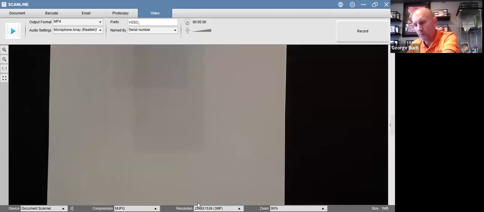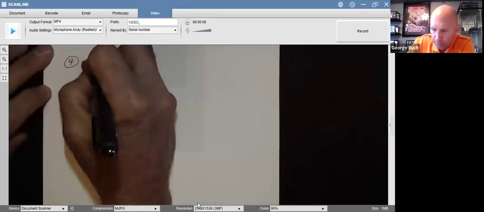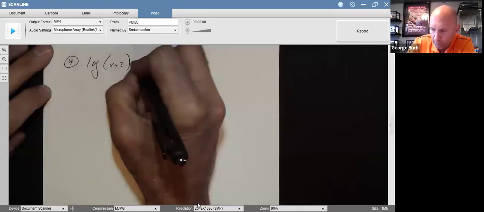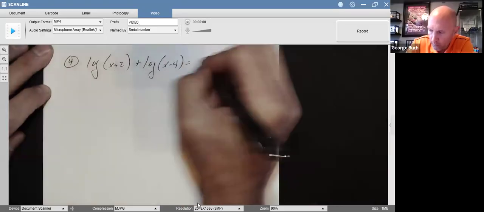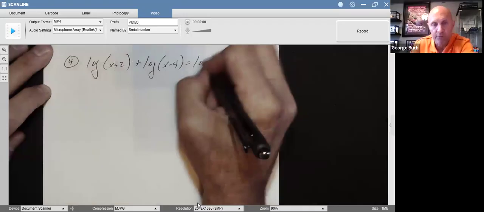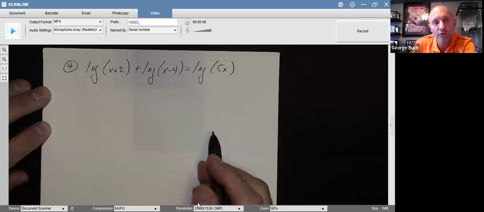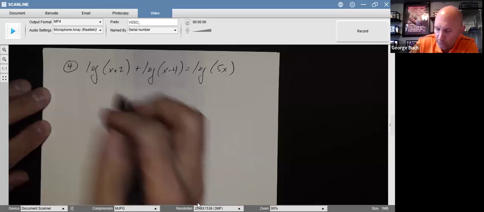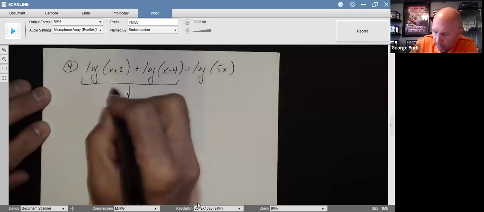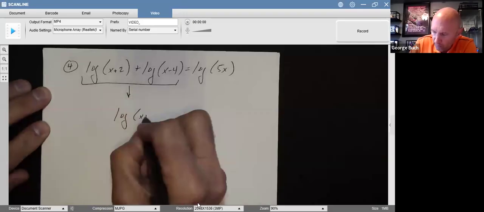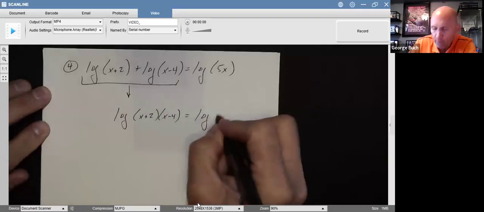And then our last example, I have log of x plus 2 plus log of x minus 4 is equal to log of 5x. So I have these two pieces separated. I need to use my law of logs to combine them. So this guy really becomes what? Log, and because it's addition, I multiply. X plus 2 times x minus 4 equals log of 5x.